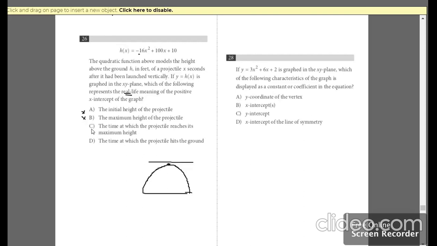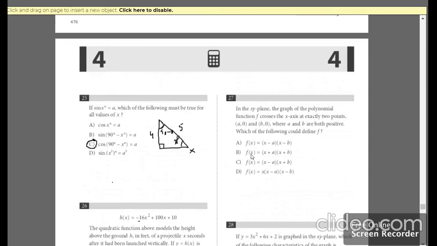Maximum height, no. The time at which the projectile reaches its maximum height, not even that. The time at which the projectile hits the ground, yeah, that's the real meaning. Throwing up is not the challenge. At what time it reaches the ground, touches the ground, that's more important. Moving on to question number 27.